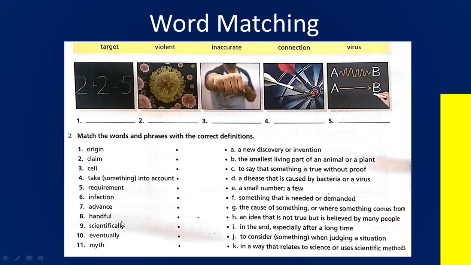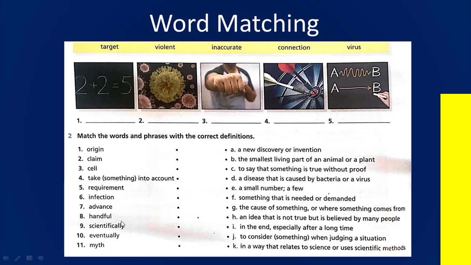Number 8, handful. Handful means a small number or few. Number 9, scientifically, means in a way that relates to science or uses the scientific method. And number 10, eventually, means at the end, especially after a long time. And the last one, number 11, myth, means an idea that is not true but is believed by many people.